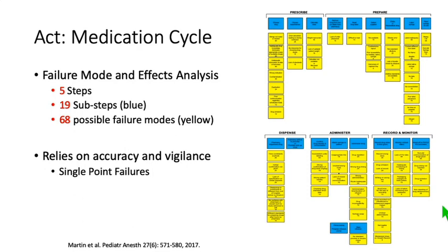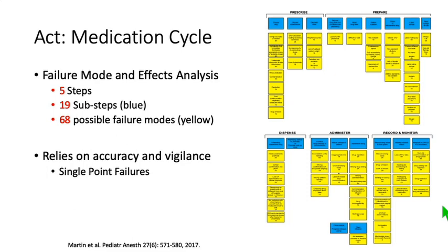We identified 19 sub-steps. Every single time you pick up a medication, there's 19 things you go through to get from the decision to give that medication to actually giving and recording it. And 68 possible failure modes. It's every single time you pick up a medication. There's a lot of ways things can go terribly wrong. This is a horrendously complicated system.